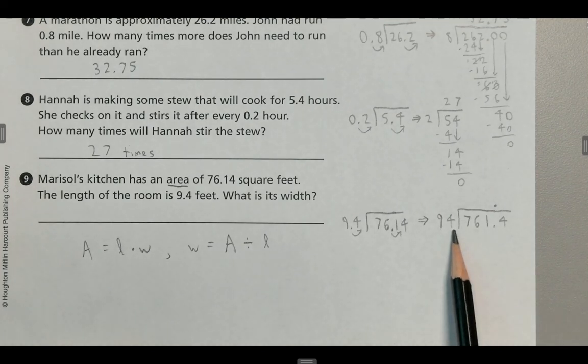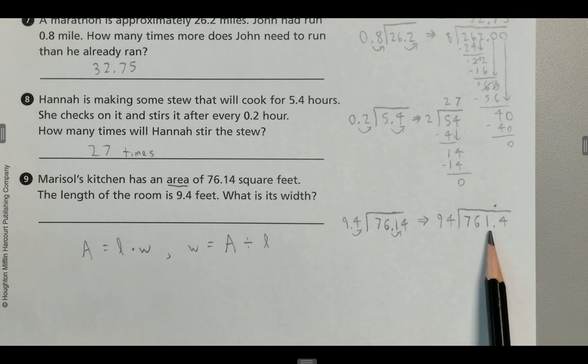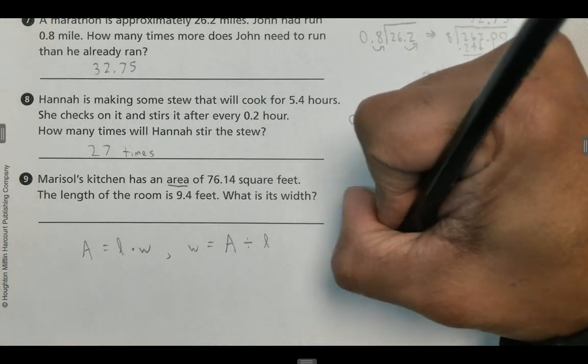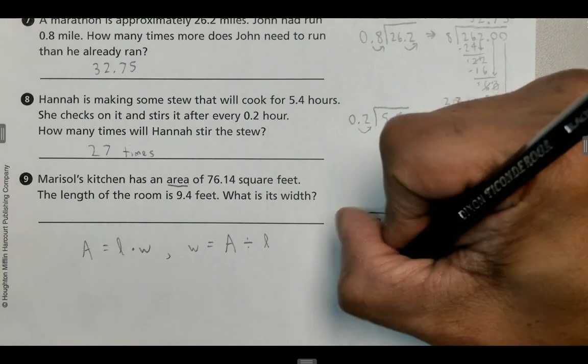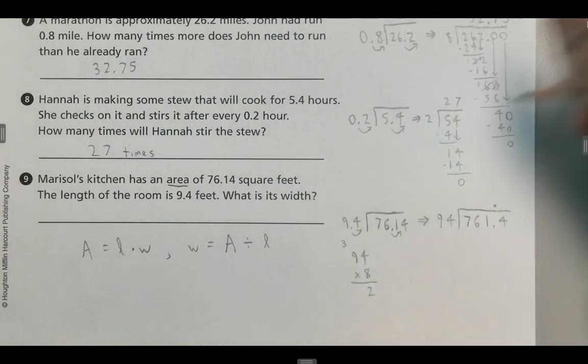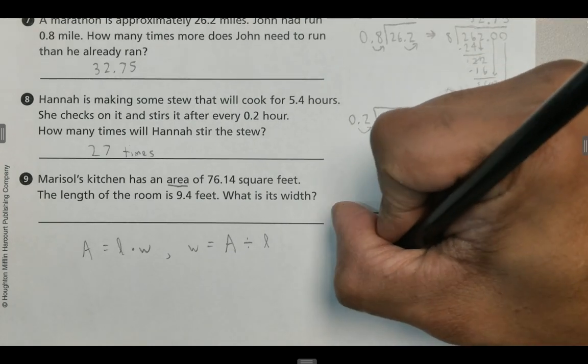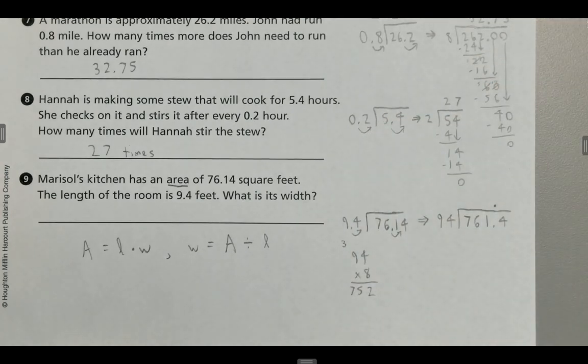94 is close to 90. How many times about does 90 go into 761? Well, 90 times 8 is 720. I'm going to test out multiplying by 8 as a side calculation. 94 times 8. 8 times 4 is 32. 2 comes down, 3 gets carried. 8 times 9 is 72 plus the 3, 75. And that checks out nicely.